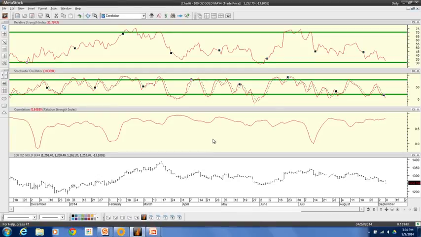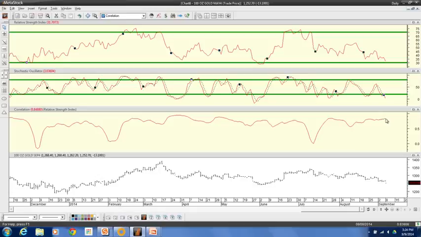Now remember, this one's not based on price. This is the relationship between two indicators. Okay, so we actually do have a very high correlation between the RSI and the stochastic. We have a 0.84, so it's a very high relationship between them. So they do move in tandem with each other right now.